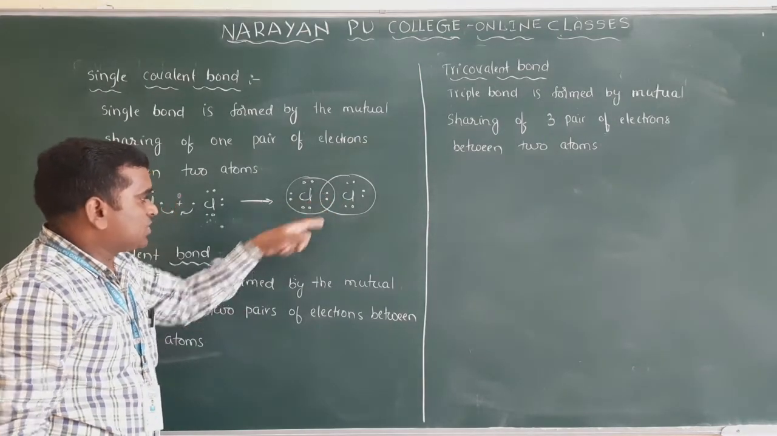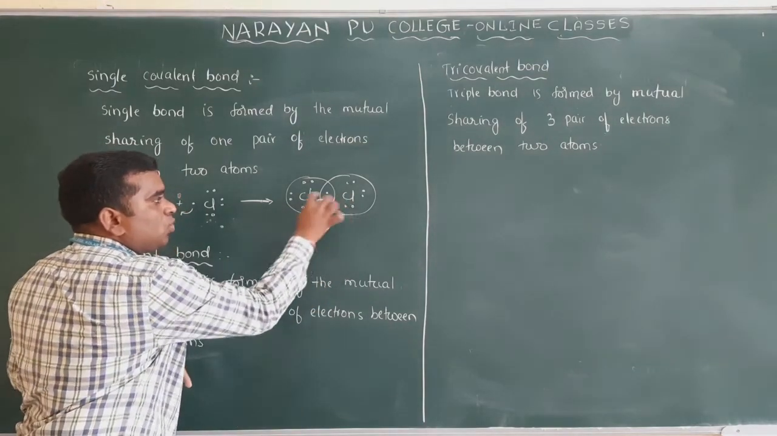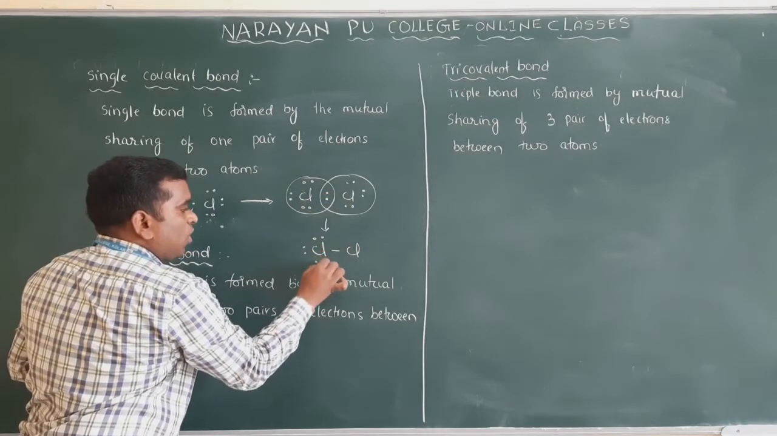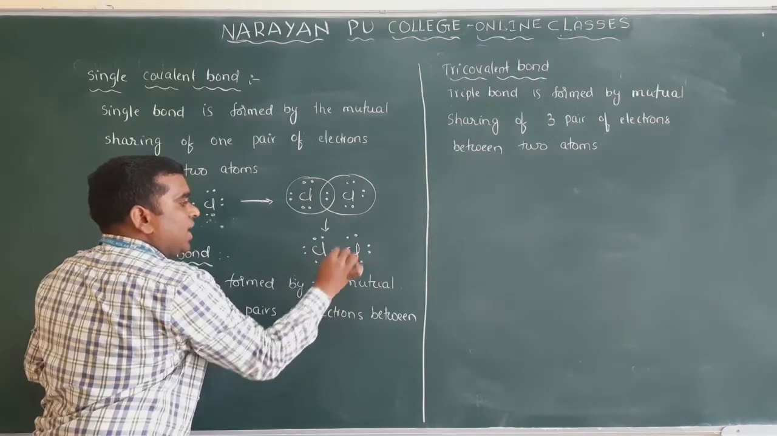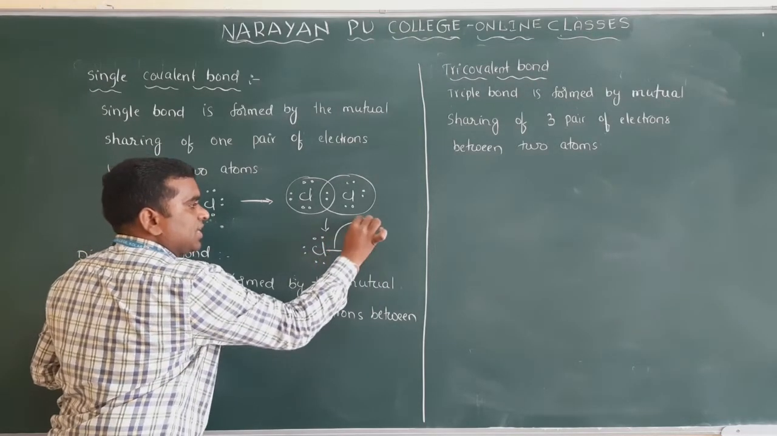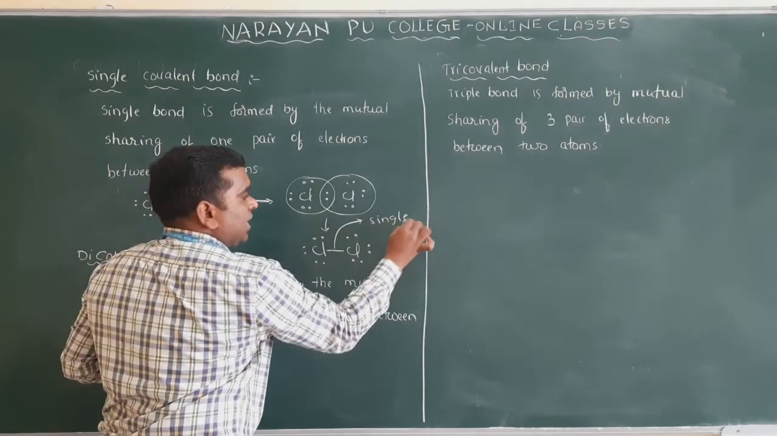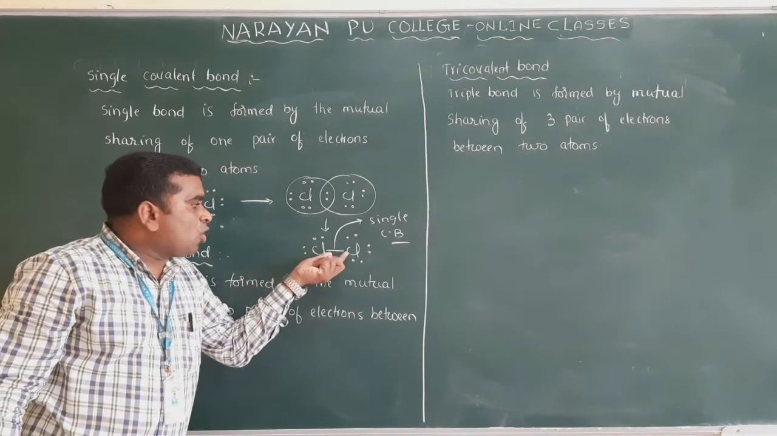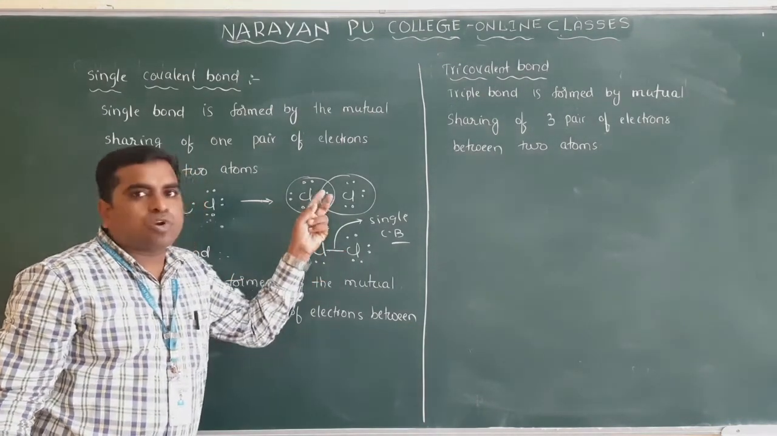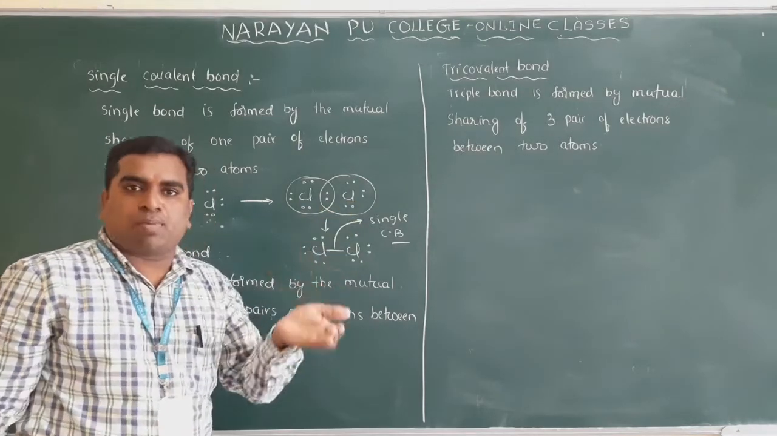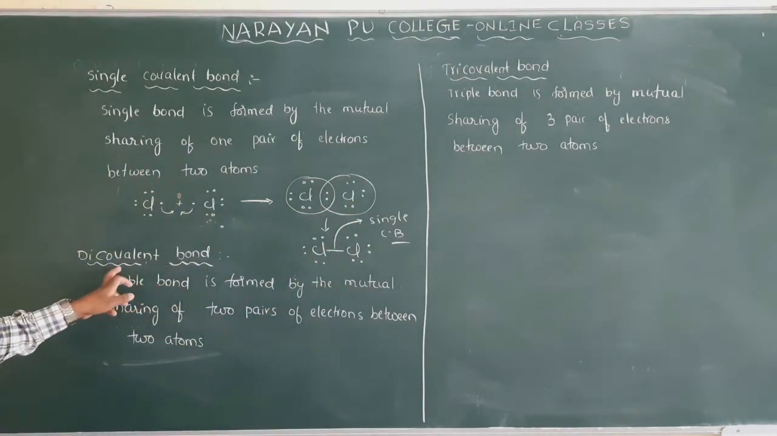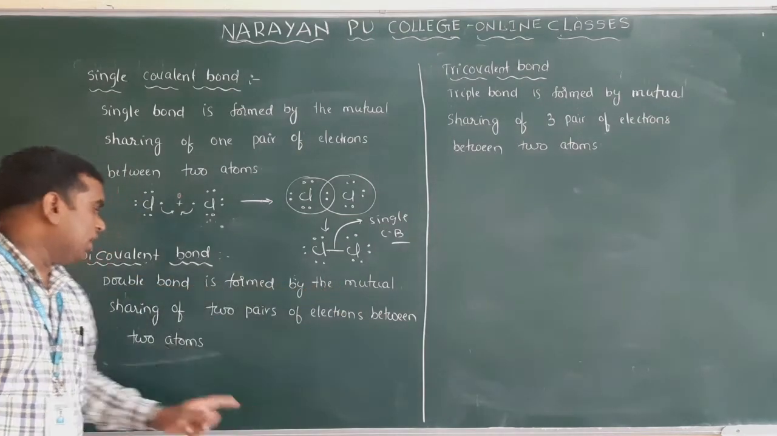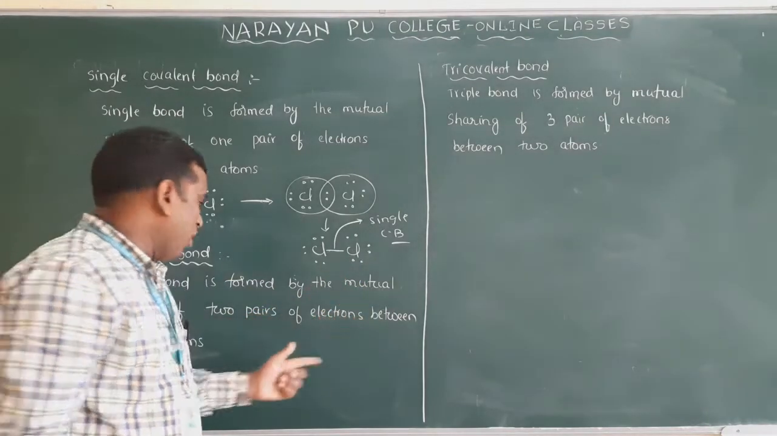So due to this you will get 2 electrons between the 2 elements. The 2 electrons are represented by which bond? Single bond, and that is called a single covalent bond. This is the single covalent bond. Clear? So for a covalent bond, how many electrons should be shared? 1 pair of electrons means single bond, 2 pair of electrons means double bond, 3 pair of electrons means triple bond. That is what I have written. A double bond is formed by the mutual sharing of 2 pair of electrons between the 2 atoms.